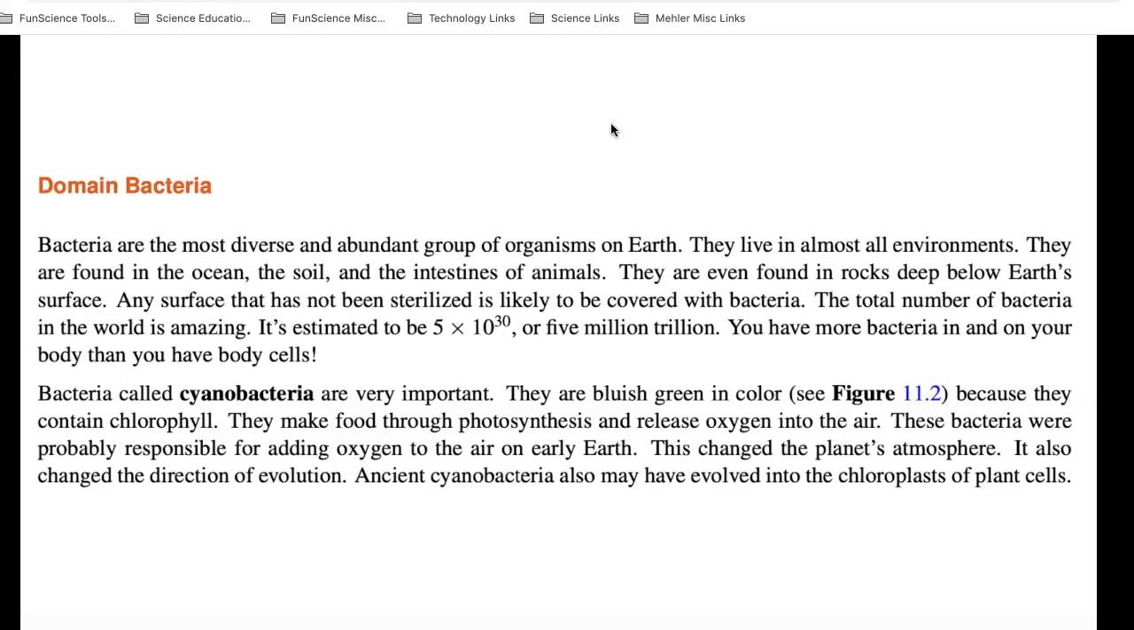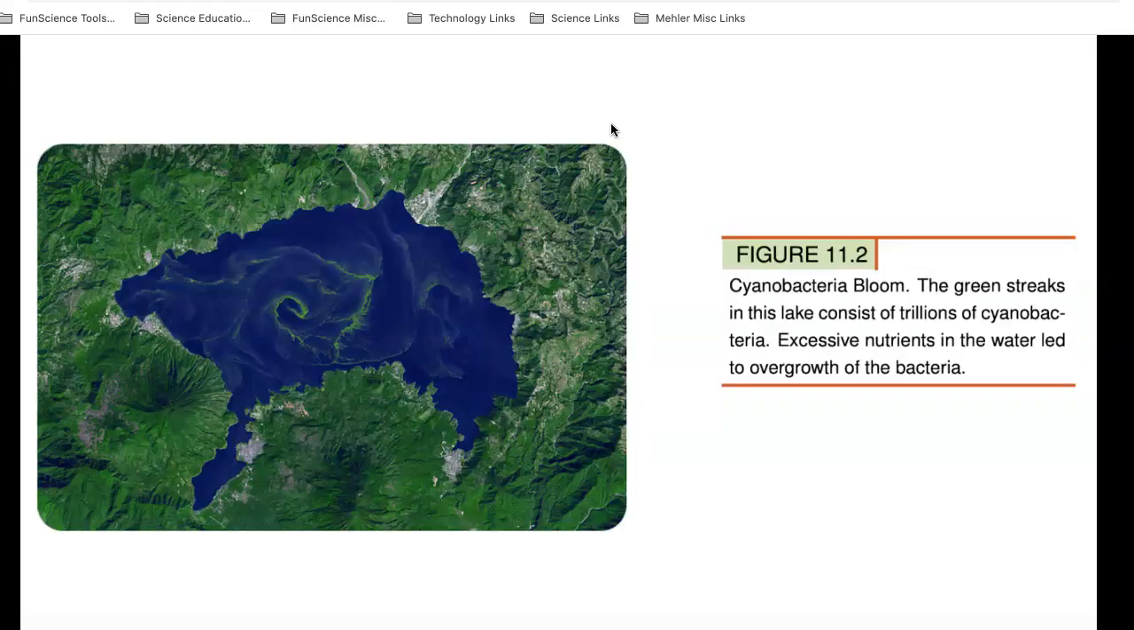Remember, we looked at that chart a little while ago. Here's a picture of a cyanobacteria bloom in the middle of a lake. That's what these green waves are. These are all mountains around this particular lake. And one of the reasons why bacteria bloom like this is because extra nutrients from agriculture get into that lake.